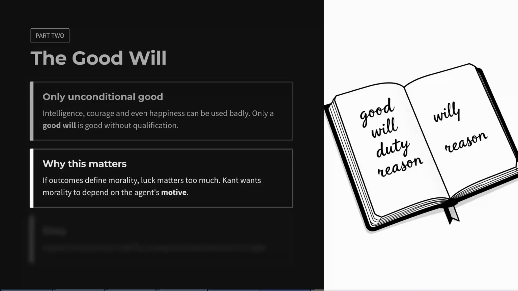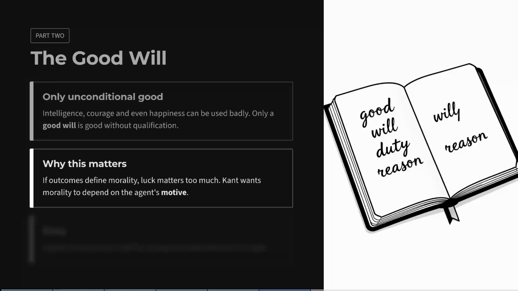Intelligence can serve as a brilliant criminal. Courage can serve as a ruthless tyrant. Wealth can be used to corrupt and exploit. Even happiness, which Bentham placed at the centre of his moral universe, is not good without qualification. The happiness of someone who takes pleasure in cruelty is not morally valuable.